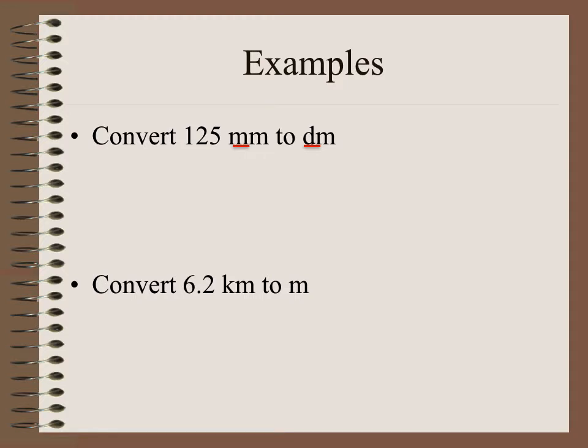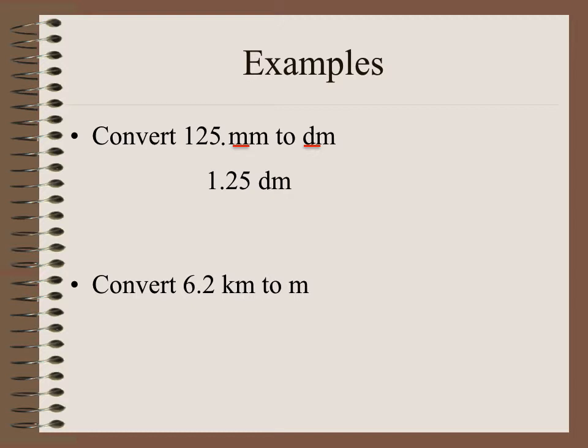So we're going to do the same thing with our decimal point. Now notice we don't have a decimal point, but remember it's really there. It's really 125 decimal point. So we're going to move our decimal point the same number of places and in the same direction as we would on the chart from the previous slide, and get 1.25 decimeters.